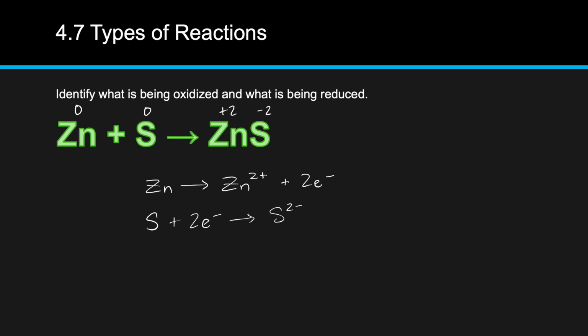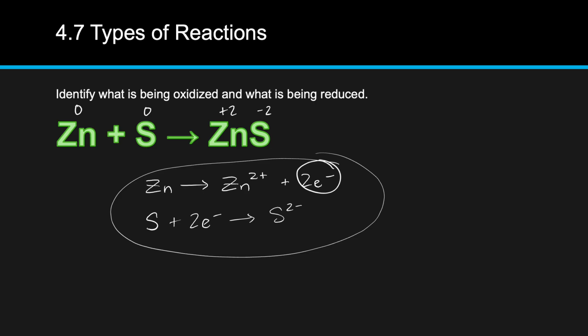So these here are what we call half reactions, and those are very important when we start balancing redox equations. But just for now, you need to know that when something is losing electrons, that is going to be oxidation, and your electrons are going to be on the product side. And when you are gaining electrons, that means it's being reduced and it's on the reactant side.